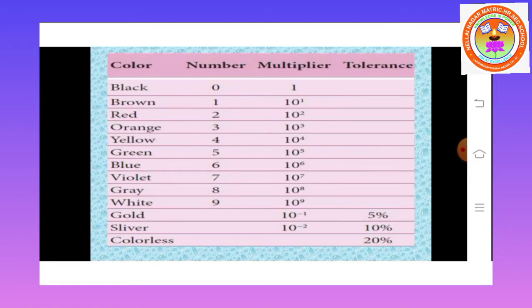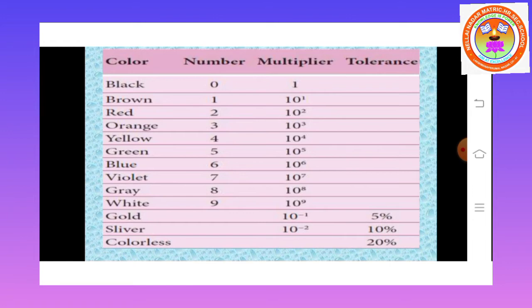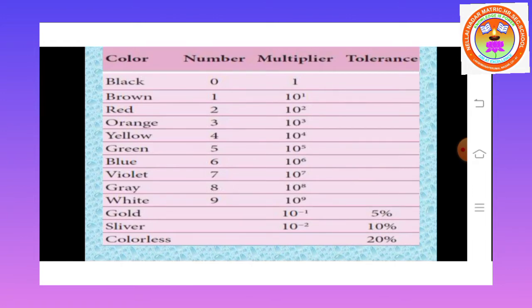Okay. For green, as a number it has a value of 5, as a multiplier 10 power 5. For the blue color, as a number it has a value of 6, as a multiplier 10 power 6. For violet, as a number it has a value of 7, as a multiplier 10 power 7. For the grey, as a number it has a value of 8, as a multiplier 10 power 8. For the white color, as a number it has a value of 9, as a multiplier 10 power 9.